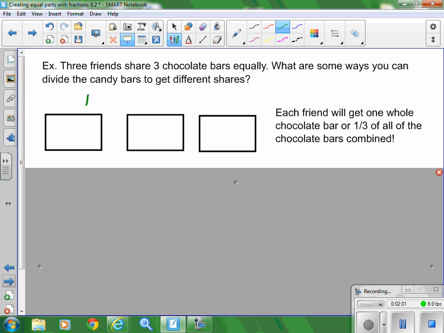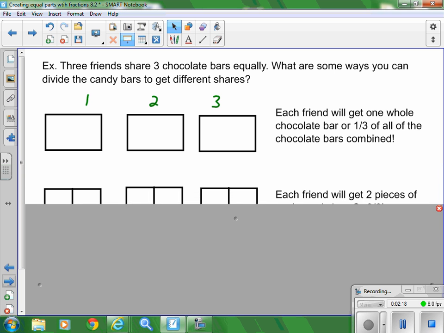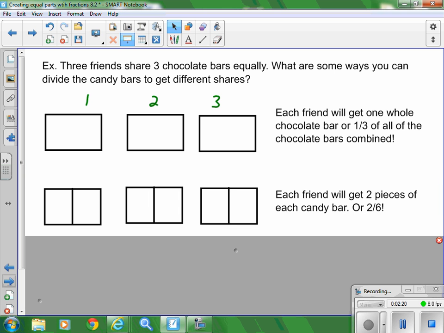So you have 1, 2, and 3, and if each person gets 1 chocolate bar, they get 1/3 of all the chocolate bars. But now, what if you want to divide the chocolate bars and play with fractions a little bit? You want to separate these chocolate bars into fractions of chocolate bars. How could you do that? Well, all right, just cut them in half again like we did with the cookies.